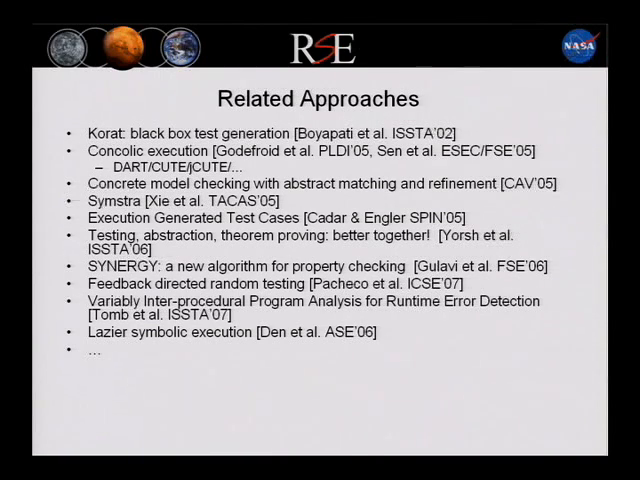We also had another approach, similar to what I presented here, that performs concrete model checking with a different form of symbolic analysis called predicate abstraction and refinement, but I will not go into details with that. There is another tool called Symstra, which performs symbolic execution with subsumption checking between method calls. Then Dawson Engler at Stanford also works on this kind of concolic execution. And I listed more approaches here.